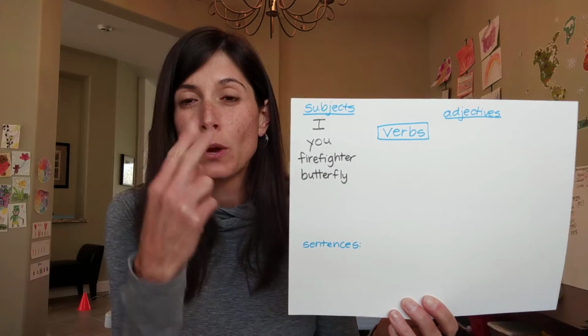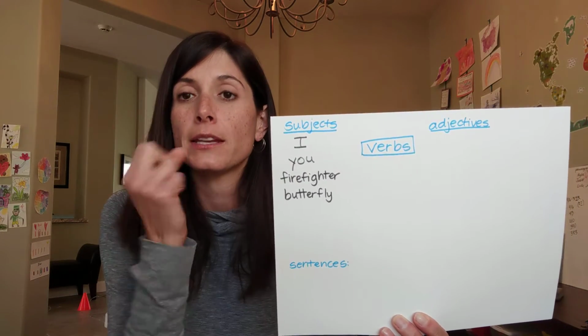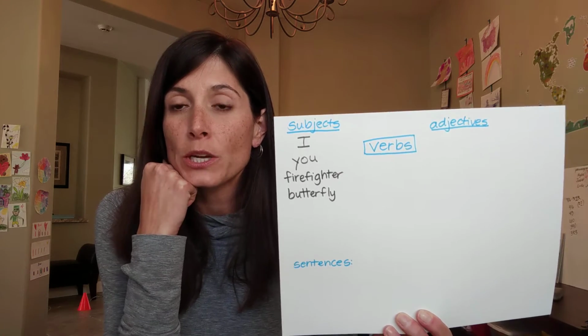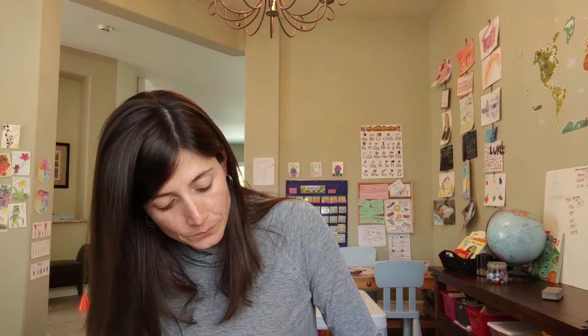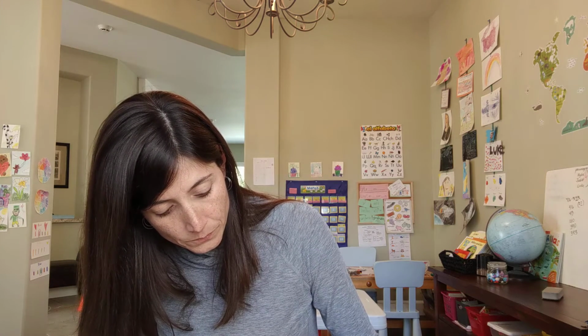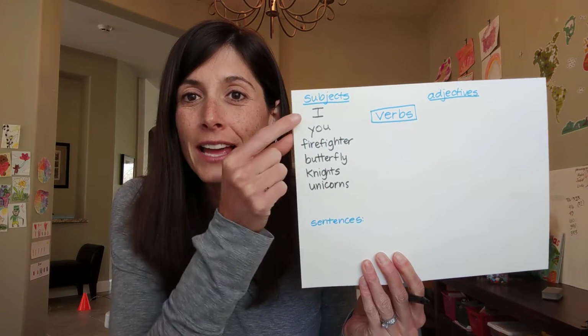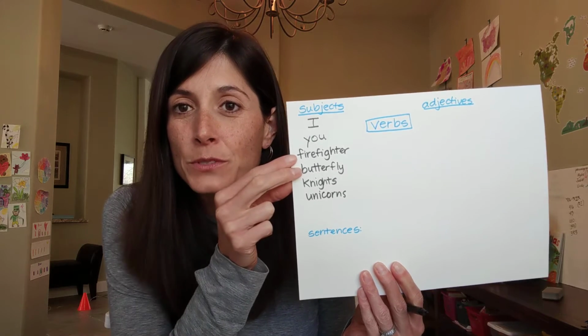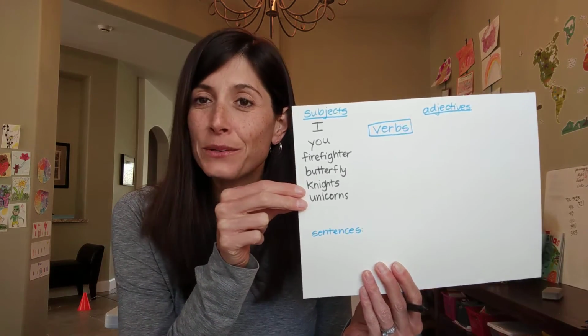Now I want two plural nouns. I want a plural person and a plural animal. So you can go ahead and write yours and I'll write mine. So I wrote knights and unicorns. I have I and you, two singulars, firefighter and butterfly, and two plurals, knights and unicorns.